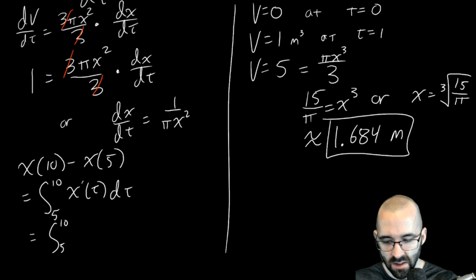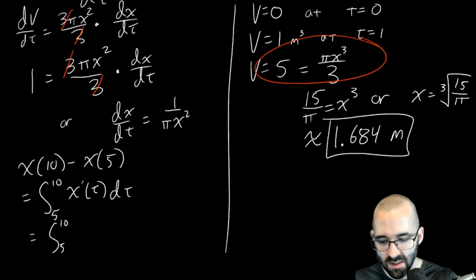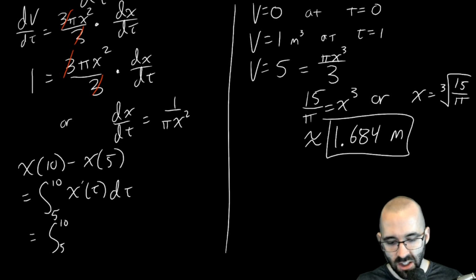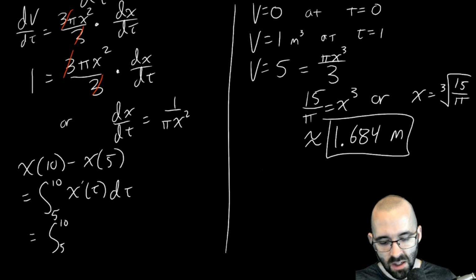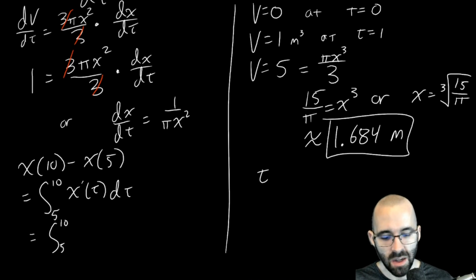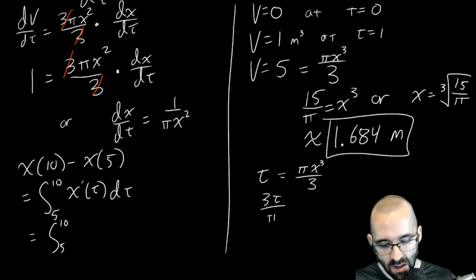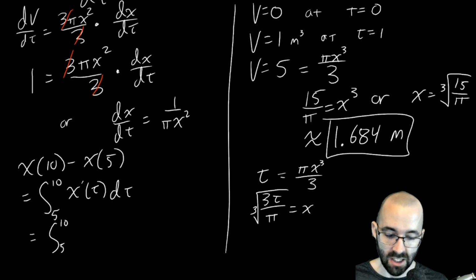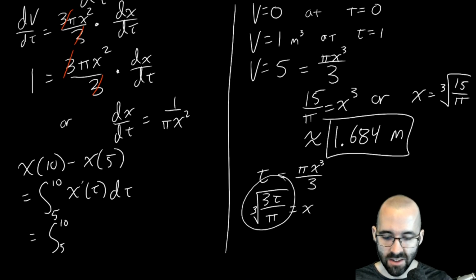In fact, we generalize this, because I still want to show this net change theorem usage. The volume is really just t. The volume is just however many minutes we go by. So t is equal to pi times x cubed over 3. Multiply both sides by 3, divide by pi, and take the cube root. And again, when t is 5, that's where we plug in 5. We get our answer that we found before.